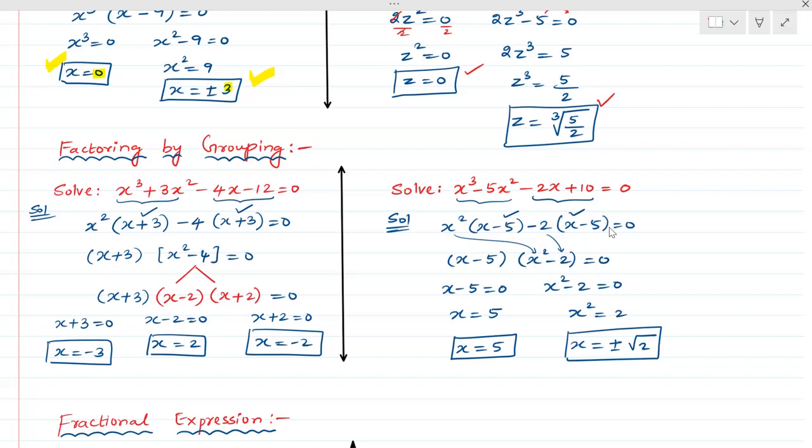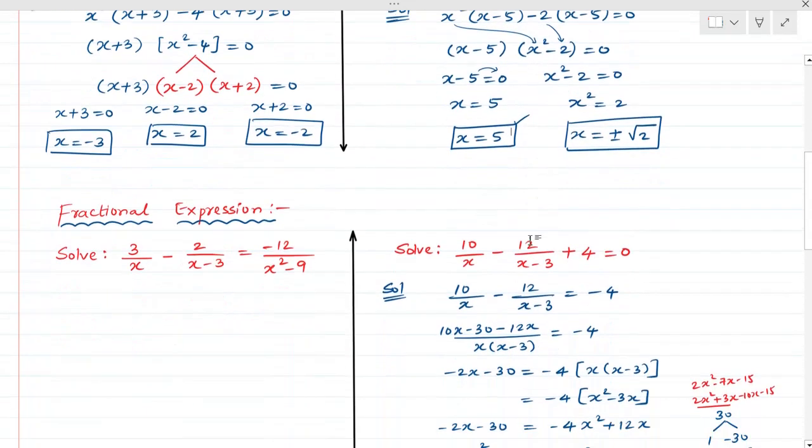So x minus 5 equals 0, x square minus 2 equals 0. x is equal to 5 is the one solution. Now the same thing if you solve the other equation, here x square is equal to 2. If you take a square root, it becomes plus or minus. Why? Because it's an even power. Whenever you take the square root, it will be plus or minus root 2. So this is the final answer.